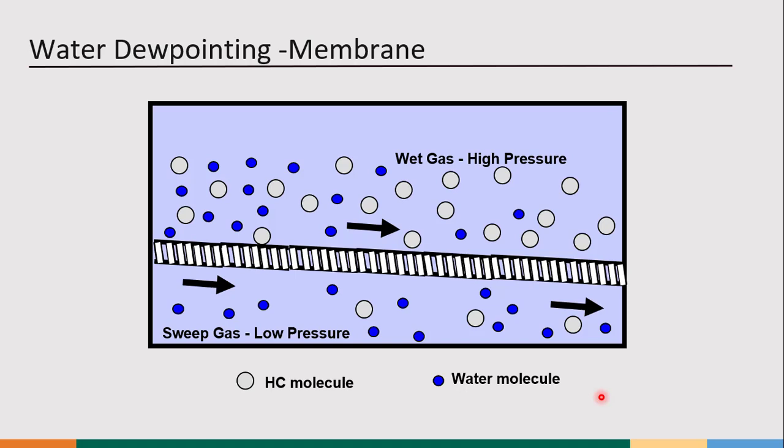This is a kind of membrane system where you put high pressure gas into the membrane, and what happens is that only the hydrocarbon gas stays on the high pressure side, and only the water content permeates through the membrane. They size the membrane in such a way that you can recover the sweep gas that will have some hydrocarbon. You will have some hydrocarbon losses, but you will get a gas stream that is full of water and at a lower pressure.